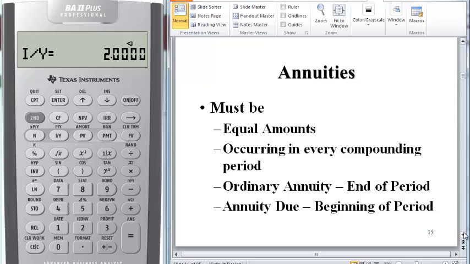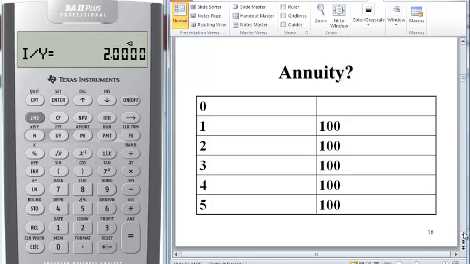So annuities must be in equal amounts, and they must occur every time period for your calculator to be able to handle them. So they must occur in equal amounts, and they must occur in every time period. Remember, an ordinary annuity happens at the end, and an annuity due happens at the beginning.